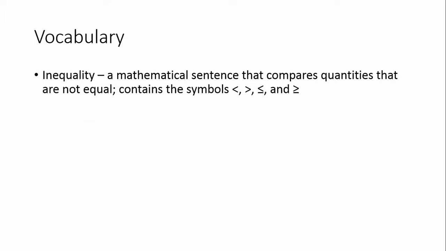And the definition is an inequality. An inequality is a mathematical sentence that compares quantities that are not equal. So instead of an equal sign, now we have the inequality symbol, and there are 4 of them. And they're in this order. Less than is first here. Then we have greater than, less than or equal to, and greater than or equal to.